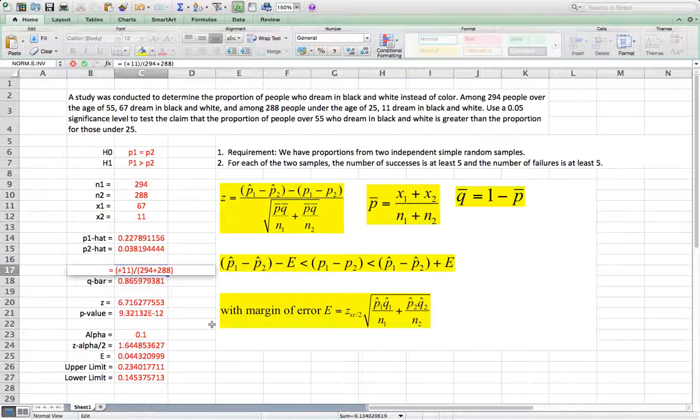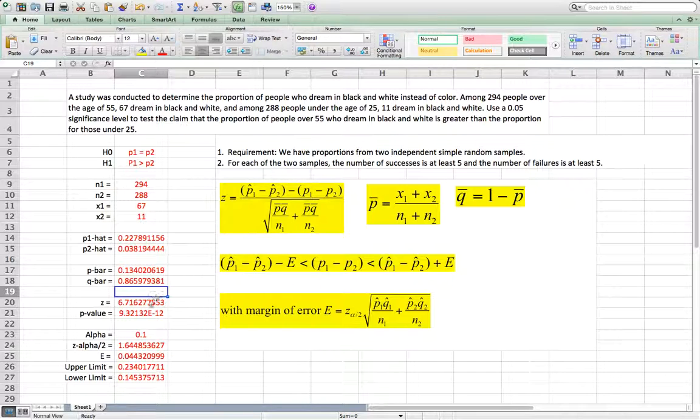So cell number, which is x1, which is in B11, C11, I'm sorry, C11 plus C12 divided by N1, which is C9 plus C10. Okay, that's your P bar. So Q bar is just simply 1 minus P bar. Then we need to calculate Z.